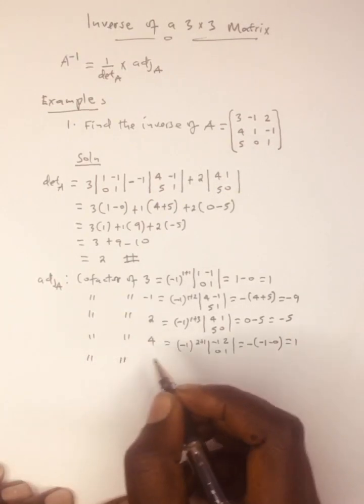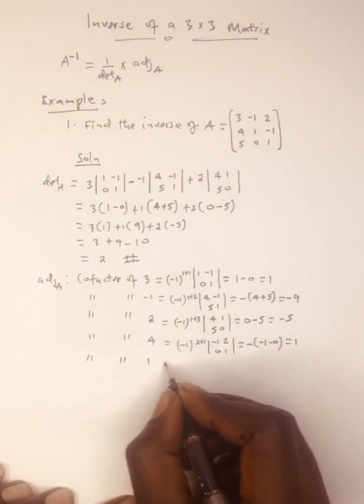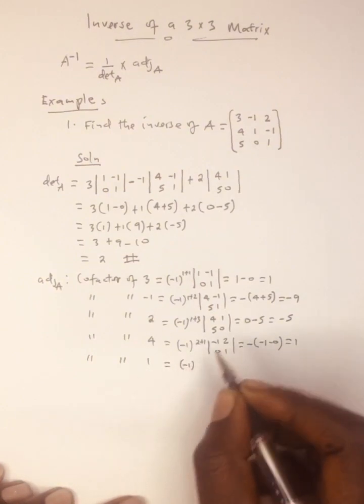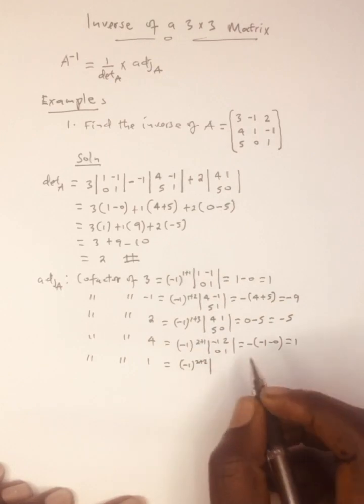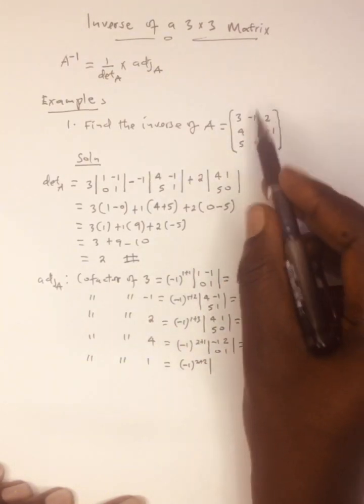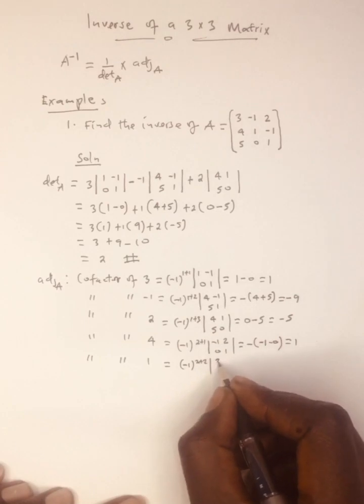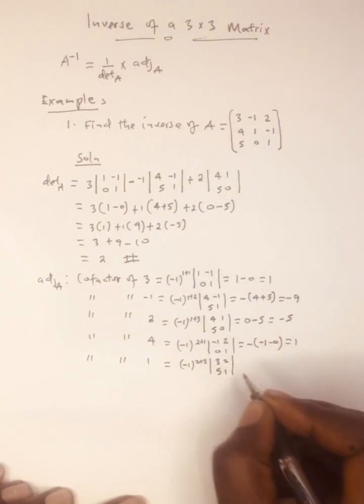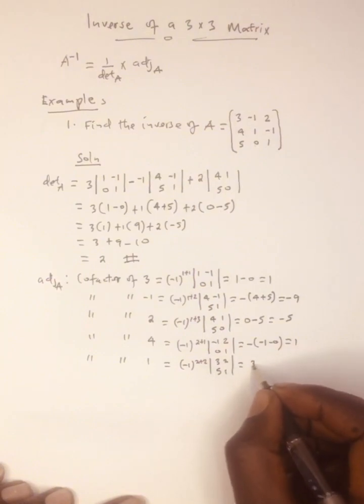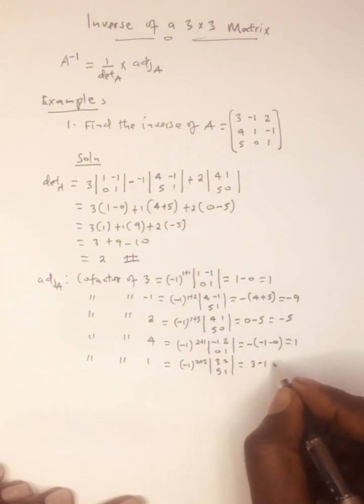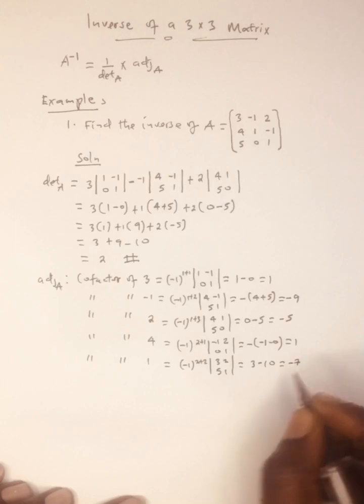Then the cofactor of 1, that will be negative 1. So 1 is in row 2, column 2, that is 2 plus 2, and the small matrix that is left is 3, 2, 5, 1. So this is even, the negative will disappear, so we have 3 times 1 minus 2 times 5. So that is negative 7.